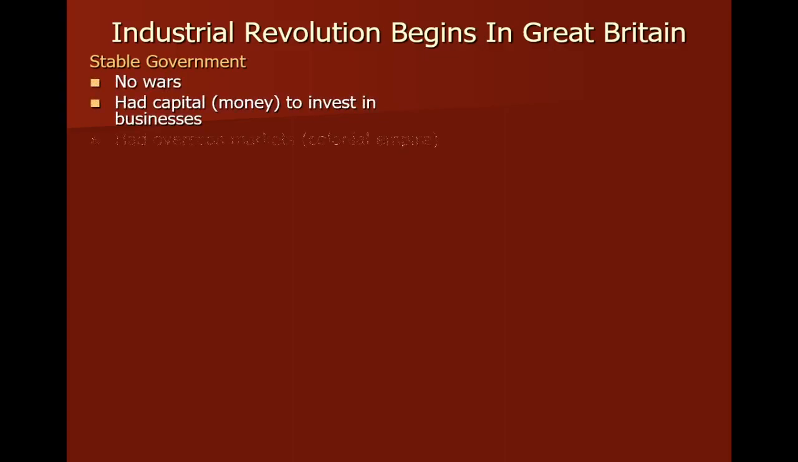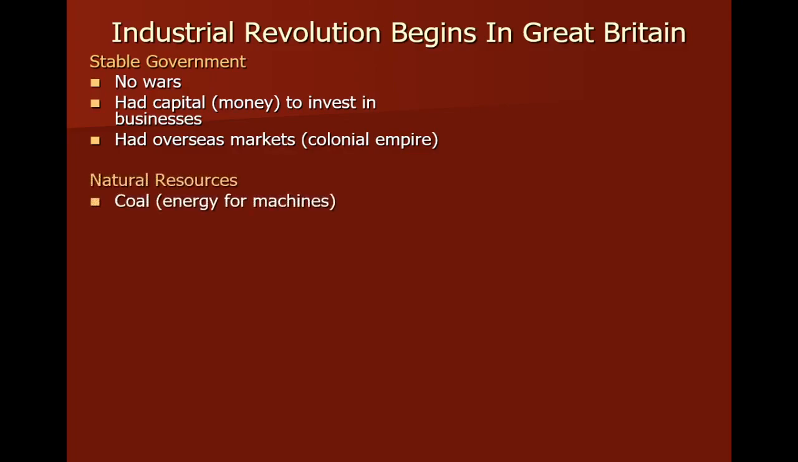So the Industrial Revolution begins in Great Britain. Number one, they have a stable government, which means they have no wars. They have capital or money to invest in businesses. They have overseas markets. Probably the most notable overseas market they had prior to the American Revolution would have been the colonies. So natural resources, coal, which is going to be energy for machines, iron ore for tools, and a large network of rivers to move products.